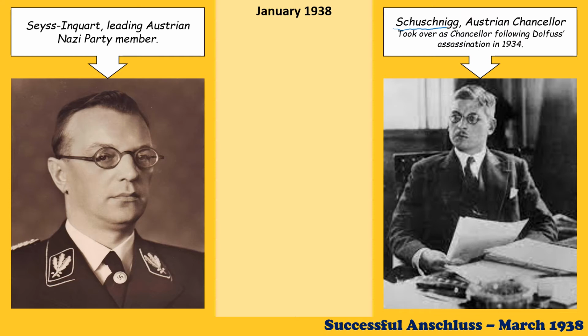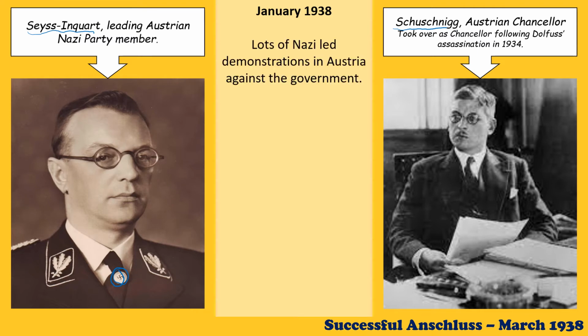On the left, we have got Seyss-Inquart, and he is a leading Austrian Nazi Party member. You can see his little swastika badge on his tie there, for instance. He is going to be really important when we start to see how the events of successful Anschluss actually play out in March 1938. But going back to January.